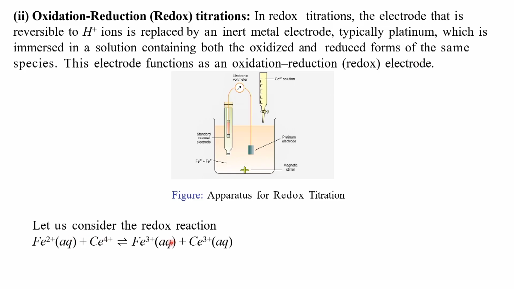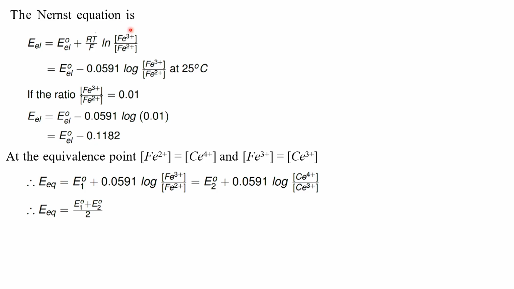So, if we consider a redox reaction like ferrous ion Fe2+ and Ce4+ (cerium), Fe2+ plus Ce4+ gives Fe3+ plus Ce3+. So this is a redox reaction. Here iron is getting oxidized from +2 state to +3 state, and cerium is getting reduced from +4 state to +3 state.